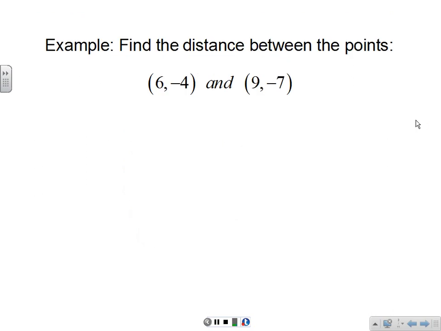Alright, let's try one more time. So we have the distance is equal to the square root of x2, this time is going to be 9, minus x1, which is going to be 6, and we're going to square it, plus y2, which is negative 7, minus, comes from the formula, a negative 4, which is y1, and we're going to square that. So we'll have distance is equal to the square root of 9 minus 6, we'll have 3 squared, plus negative 7 plus 4 is going to be a negative 3 squared.